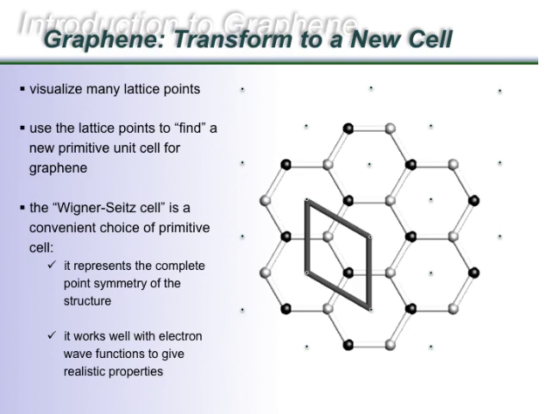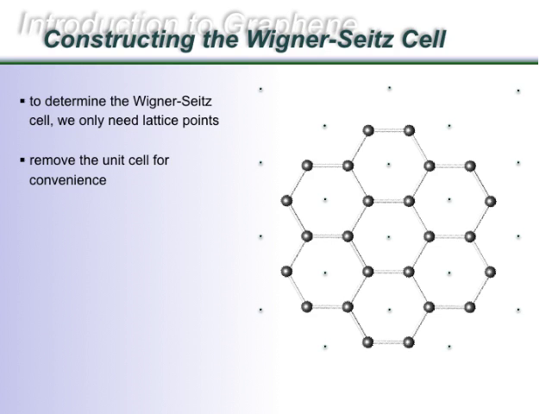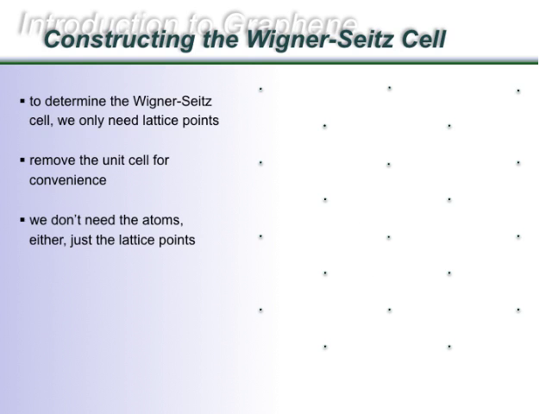Let's transform to a new unit cell for graphene. First, we want to visualize many lattice points and use these lattice points to find a new primitive unit cell. The Wigner-Seitz cell is that convenient choice of primitive cell for our problem. It represents the complete point symmetry of the structure, and it works well with electron wave functions to give realistic properties. We only need the lattice points to determine the Wigner-Seitz cell, so we can remove the unit cell for convenience. We don't need the atoms either, so remove those as well.